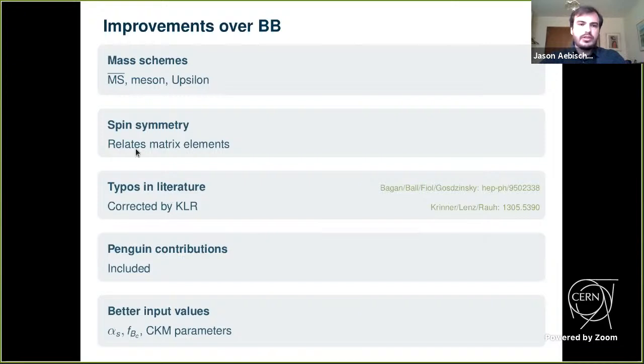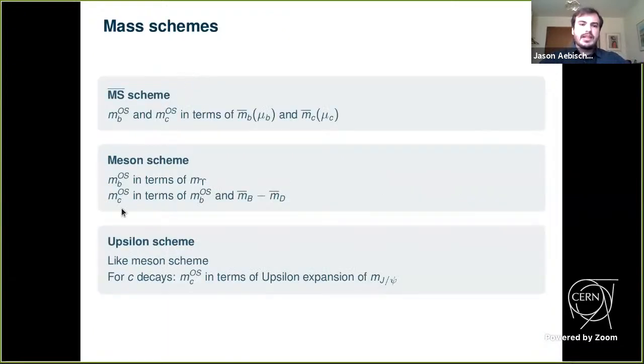Okay, just a word on the mass schemes. As I said, we use 3 different mass schemes. The first one is the MS bar scheme, where we express the on-shell mass of the B and the C quark just in terms of the MS bar masses, MB and MC. Whereas for the meson scheme, the B quark mass is expressed in terms of the upsilon mass, whereas the C quark mass is given in terms of the B quark mass and the spin averaged B and D masses. So here we just use an HQET relation, which relates all these masses together.